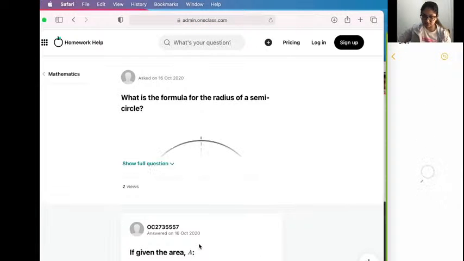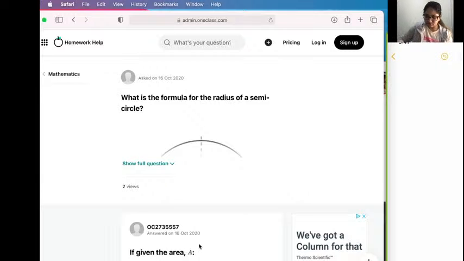And so our next question says, what is the formula for the radius of a semicircle? Let me draw this in. We have a semicircle, which is basically half a circle, so it looks something like this. And they're telling us to find the radius of a semicircle.